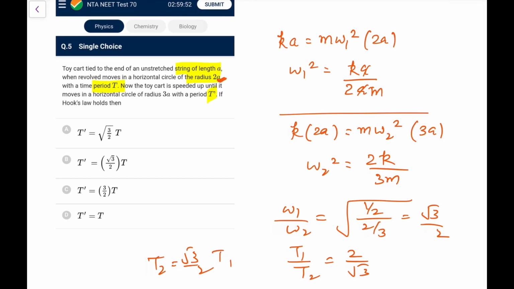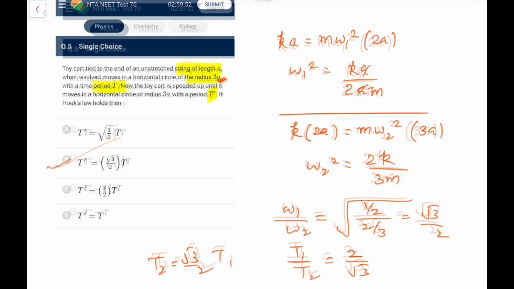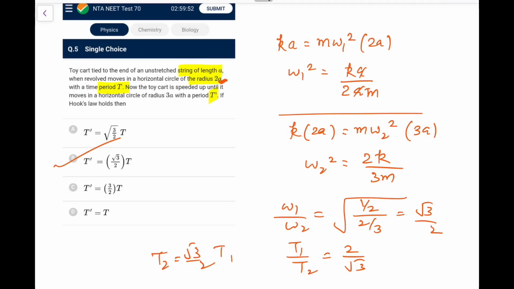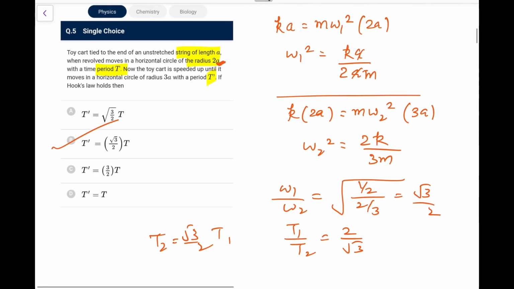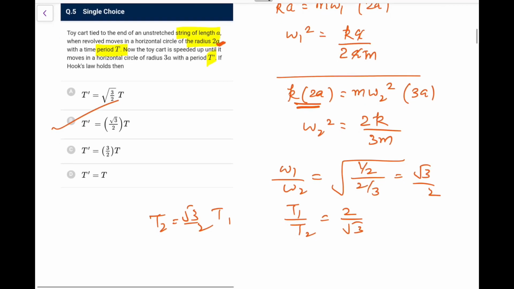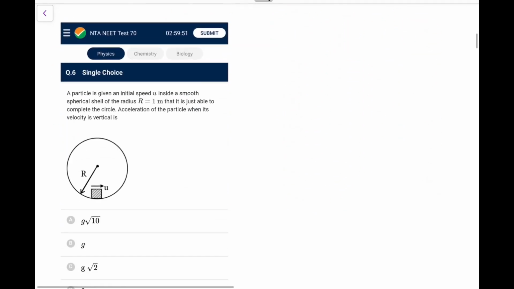So as per the given options, what we are getting has been wrongly given in the NT answer key. They have made a mistake here. They have taken it to be k, where the force here would be k times 2a, because the extension now would be 2a. Next one.